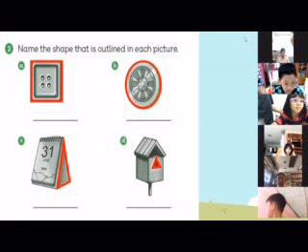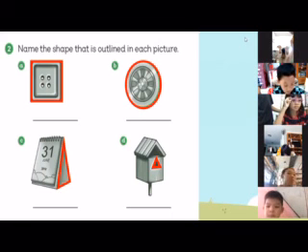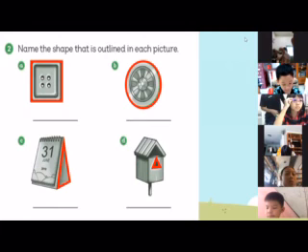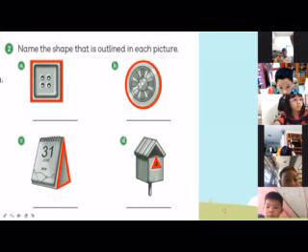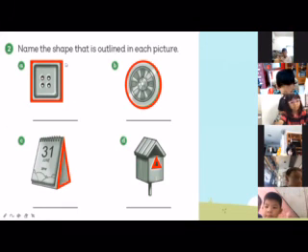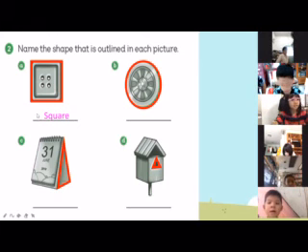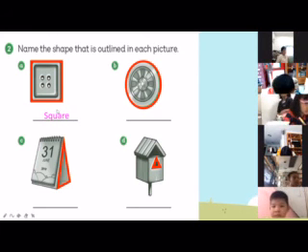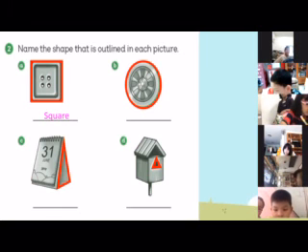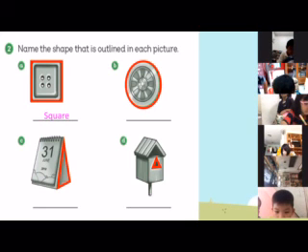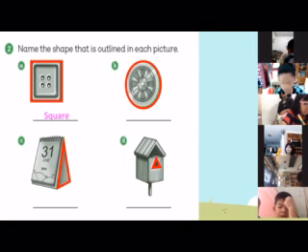Okay, so students, you're gonna help me out on this exercise. What we need to do is name the shape that is outlined in each picture. So can you see the red lines? Yes. Okay, so let's do A. What shape do the red lines make? What shape is it? Square. Very good. So I'd like everyone to write square. A is going to be square. Please write square.